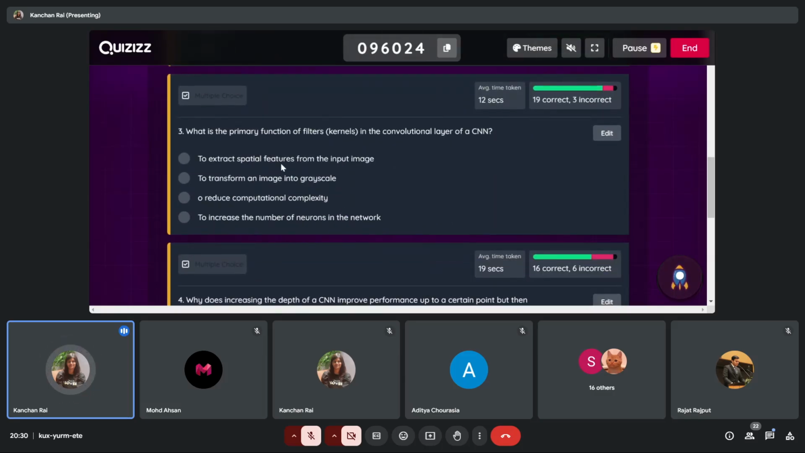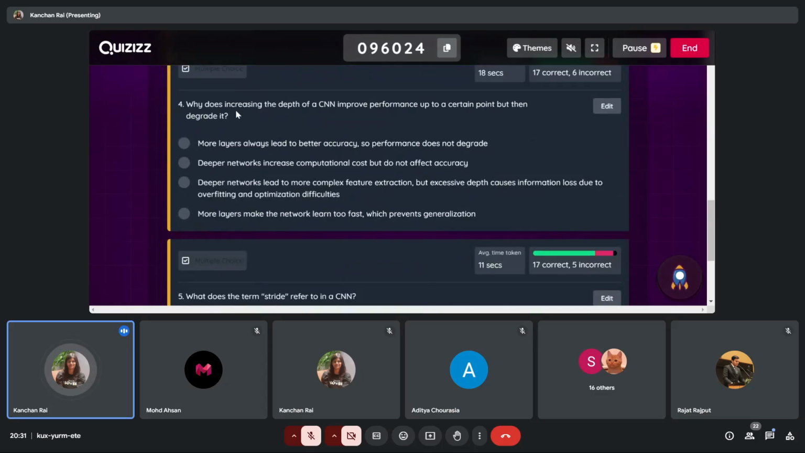Next question is, what is the primary function of filters or kernels in convolutional layer of a neural network? So what did you mark as the answer? To extract spatial features. Yes, to extract spatial features. Filter is its name. You are applying a filter to get something out of it.